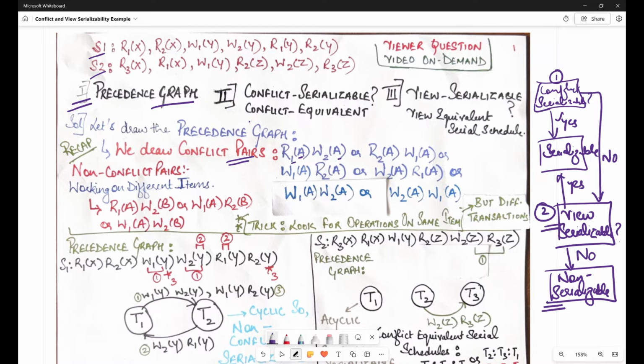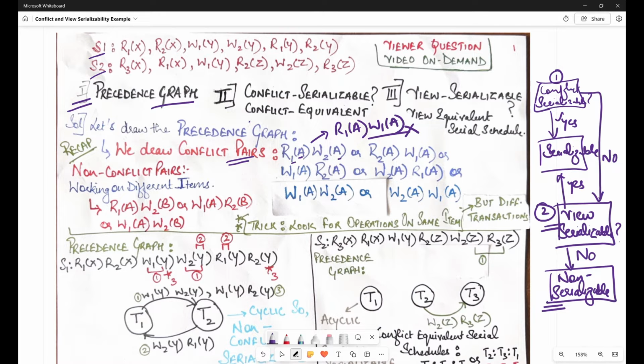But an interesting and important thing to note is that both the transactions should differ, and the items in the operations being performed should be the same. Basically, two different transactions are performing operations on the same item, and only then there is a problem. If the same transaction is performing a read and write, for example R1A and W1A, then this would not be any problem. This is not a conflict pair.